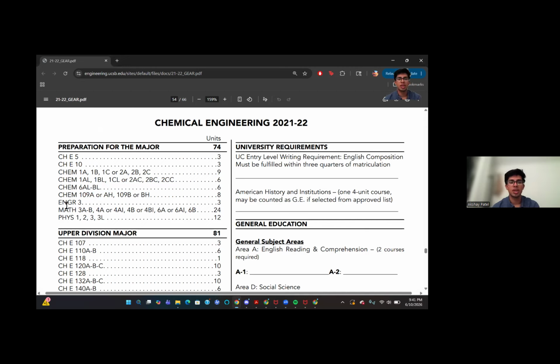And then we have how to program, where we learn MATLAB in this class. And then we have to take math up to differential equations, vector calculus, basically 3D calculus and stuff like that. And then we have to take general physics 1, 2, 3, and the third physics we have to take a lab with it.